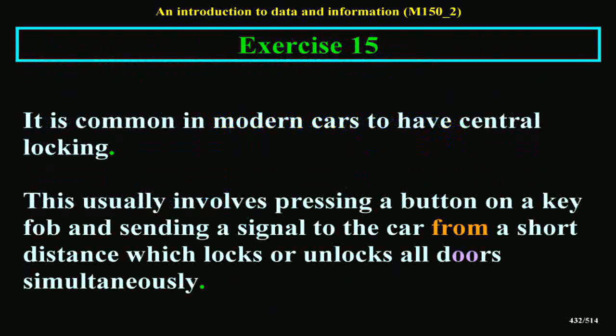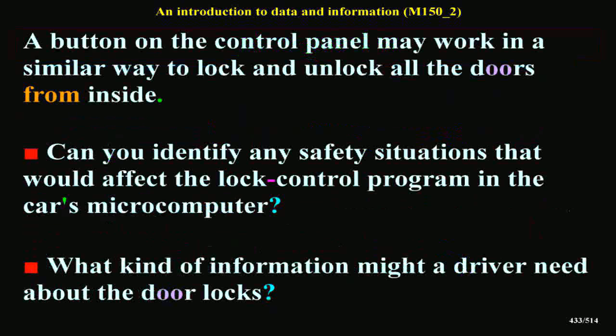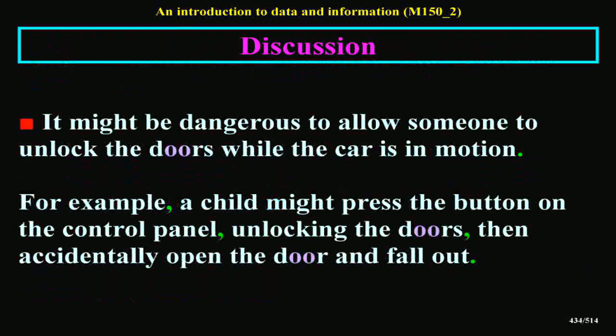Exercise 15. It is common in modern cars to have central locking. This usually involves pressing a button on a key fob and sending a signal to the car from a short distance which locks or unlocks all doors simultaneously. A button on the control panel may work in a similar way to lock and unlock all the doors from inside. Can you identify any safety situations that would affect the lock control program in the car's microcomputer? What kind of information might a driver need about the door locks?